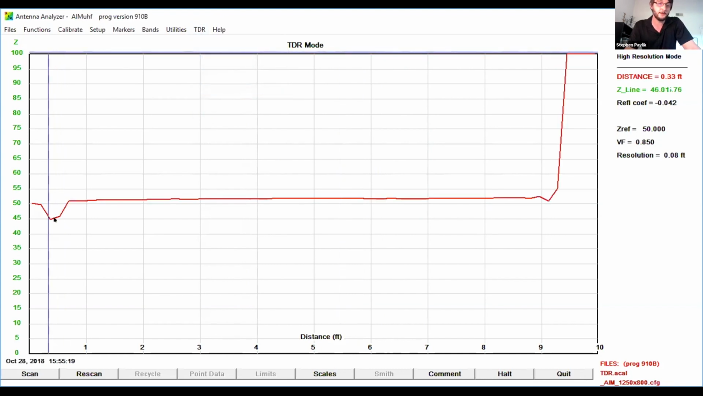There it is. So right here, this little dip is the connector. But we can see that all the way along the length of the cable, see this scale right here is our impedance, and this scale right here is our feet. We're very smooth. This one's about 52 ohms, which is typical for this type of cable. And this little jump right here, this is the connector at the end.